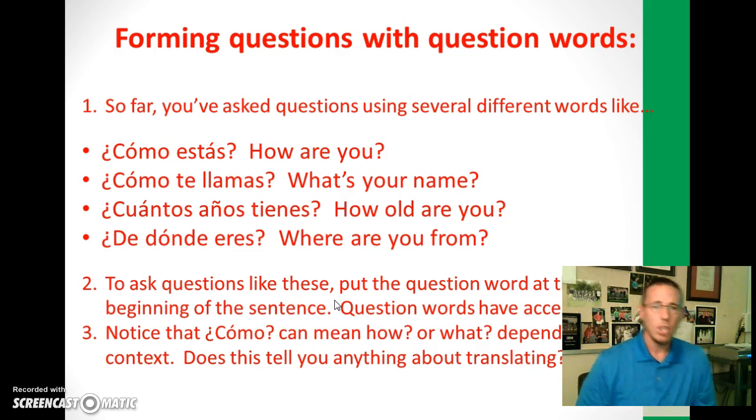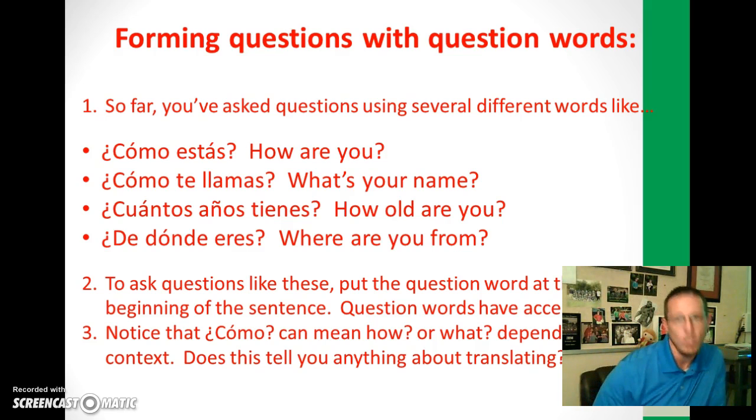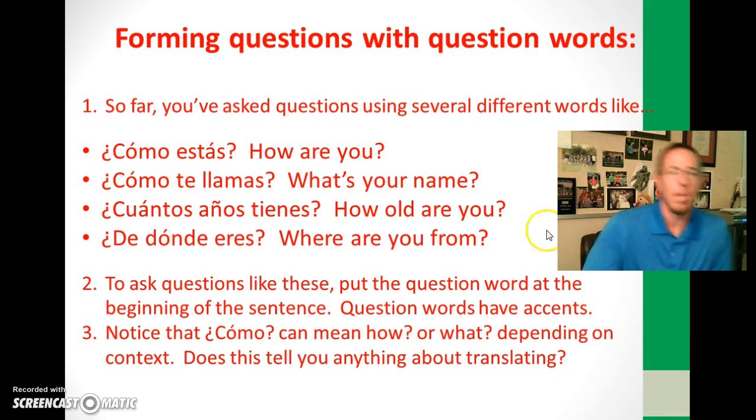Next item on the agenda is forming some questions with some question words. So the question words cómo, cuántos, and de dónde are some question words that we'll work with in this chapter. Okay. So far you've asked questions using several different words like ¿Cómo estás? Meaning how are you? ¿Cómo te llamas?